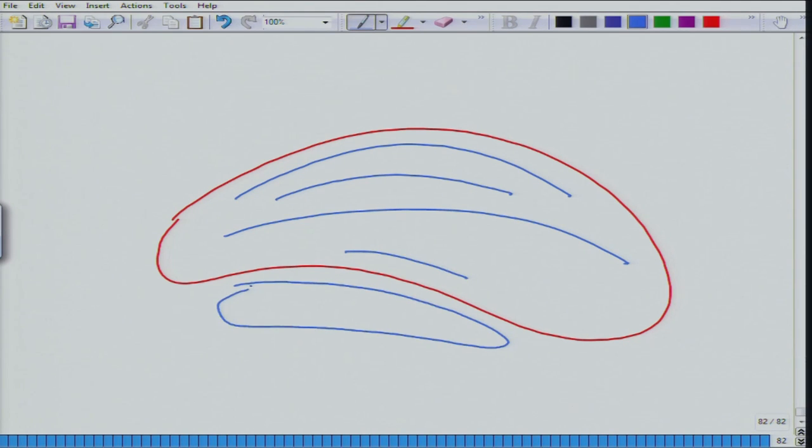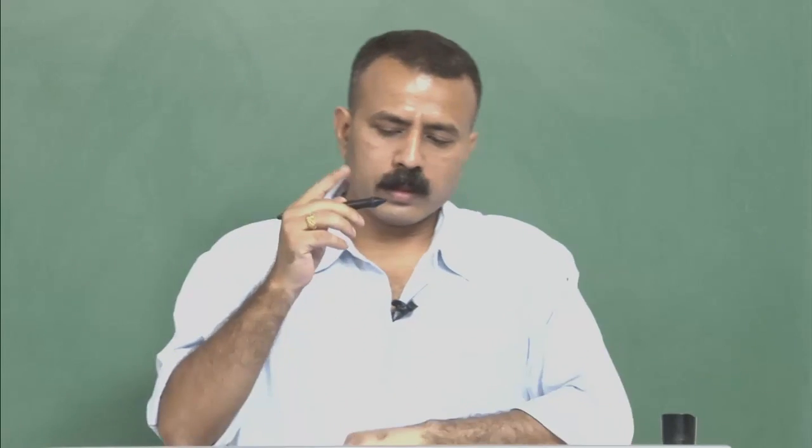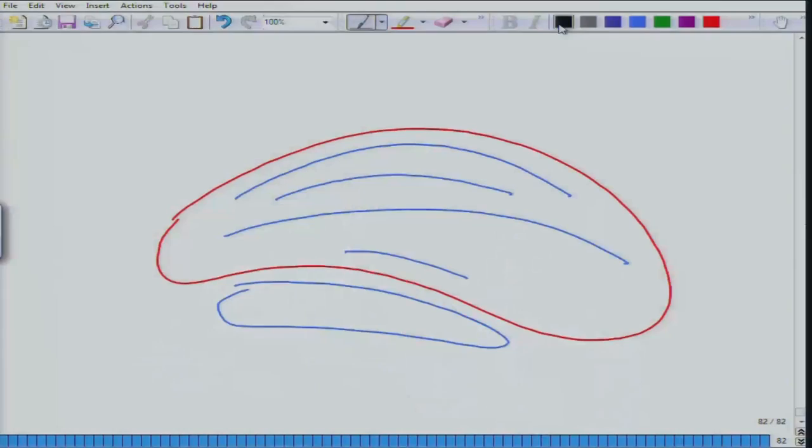CA1, CA2, CA3, CA4, dentate gyrus. Okay. So, they placed it in a bath where this tissue can live for at least a few hours, and then by that time there was a lot of good development in electrophysiology. So, they placed multiple electrodes like this. These are the electrodes which were placed, and they were making a recording.